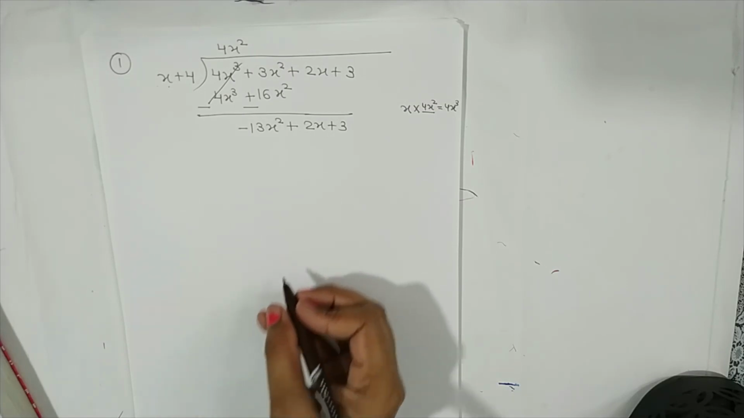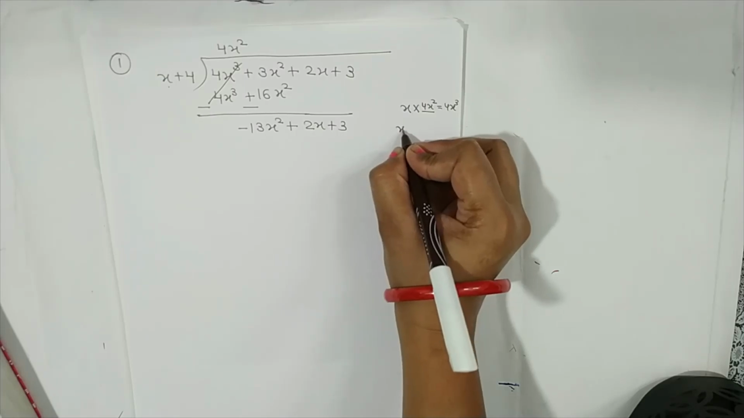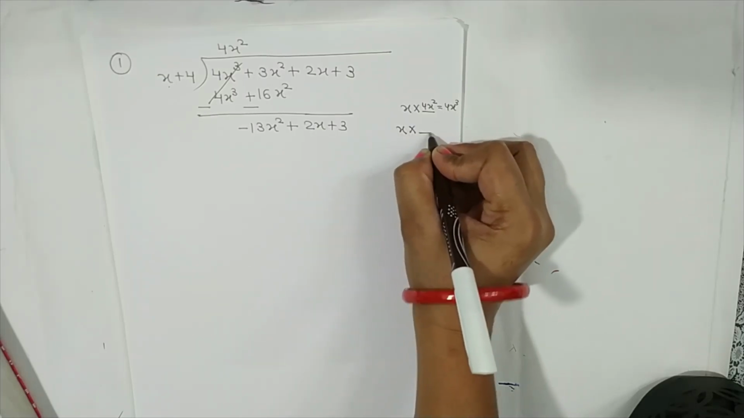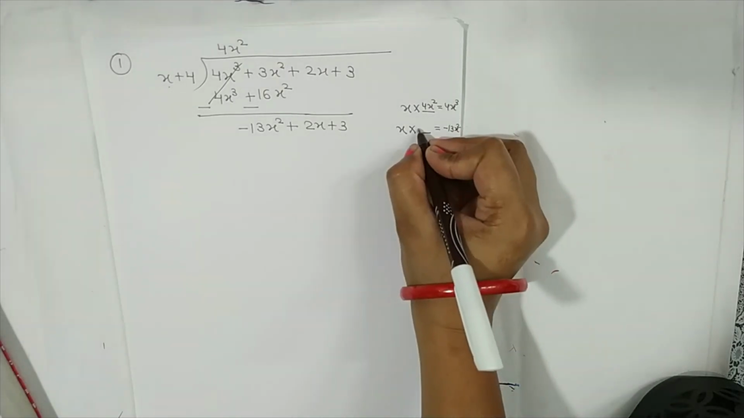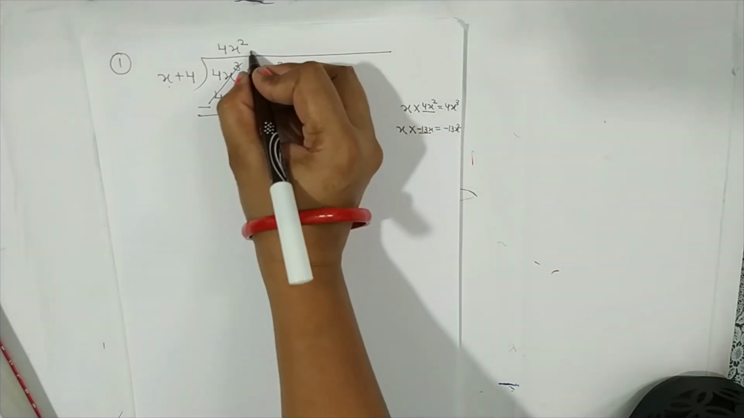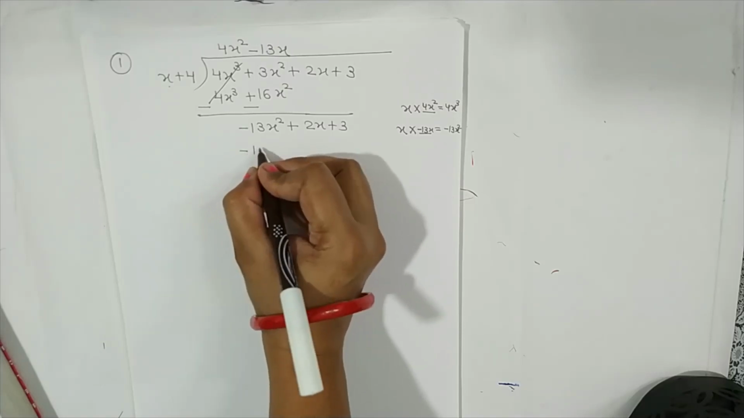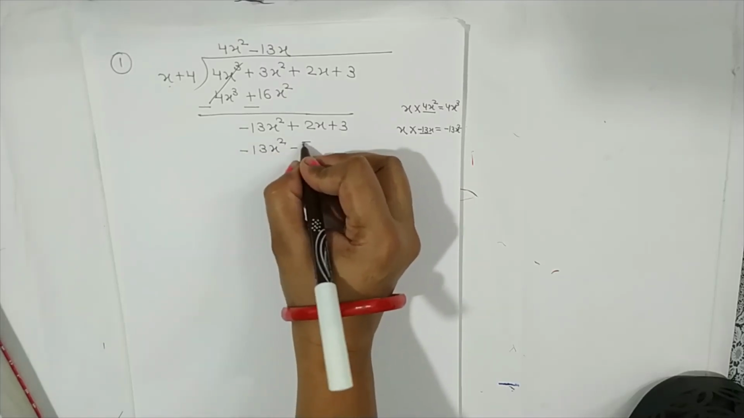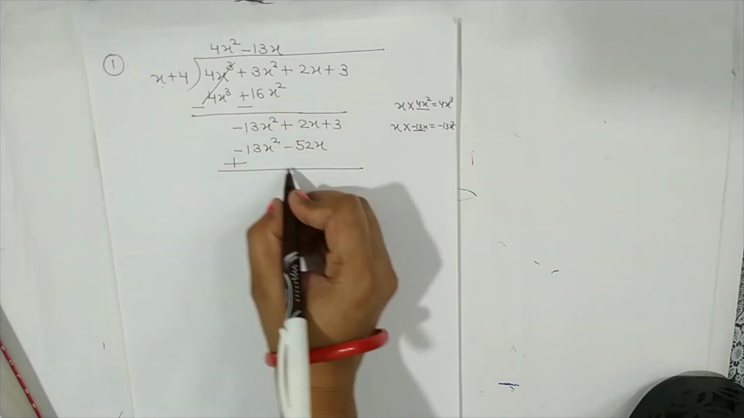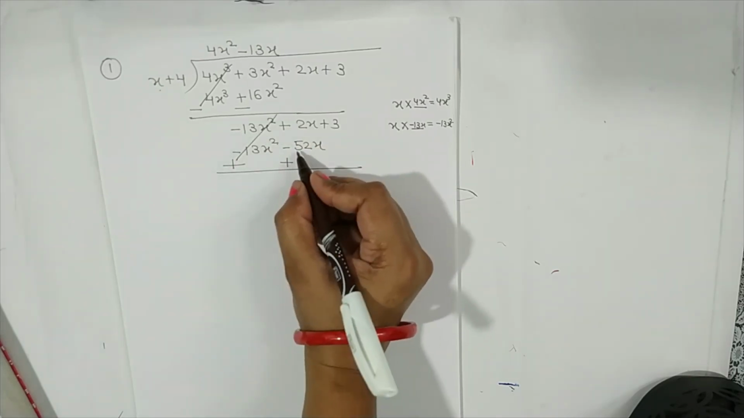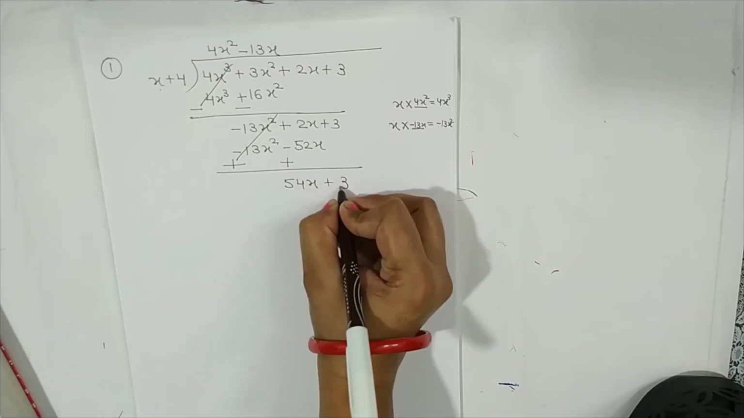Now what will be multiplied with x to get minus 13x square? We have to multiply it by minus 13x. Then here will be minus 13x square minus 52x. Subtract it, so the sign will change and it will cancel. Then plus 52 and 2 will be 54x plus 3.